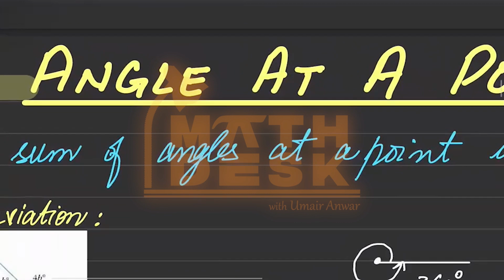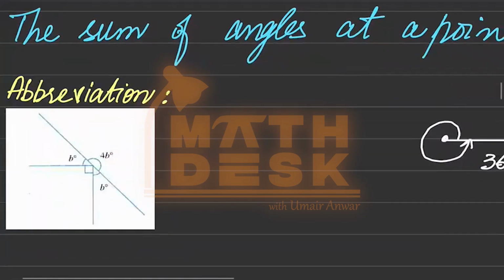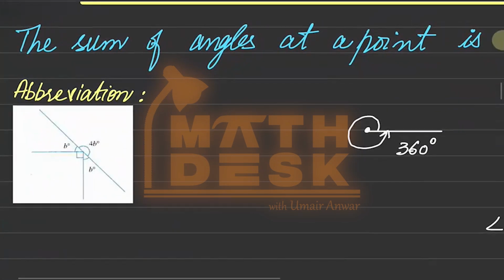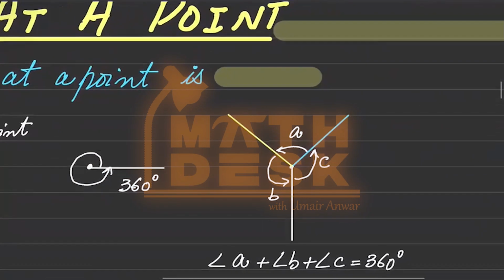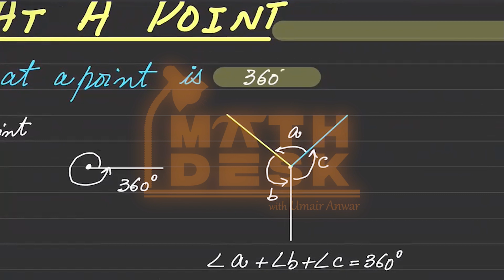When we add more than one angle and their sum comes out to be 360 degrees, then this is written as angles at a point in short to refer to this concept. And the sum of angles at a point is always equal to 360 degrees.